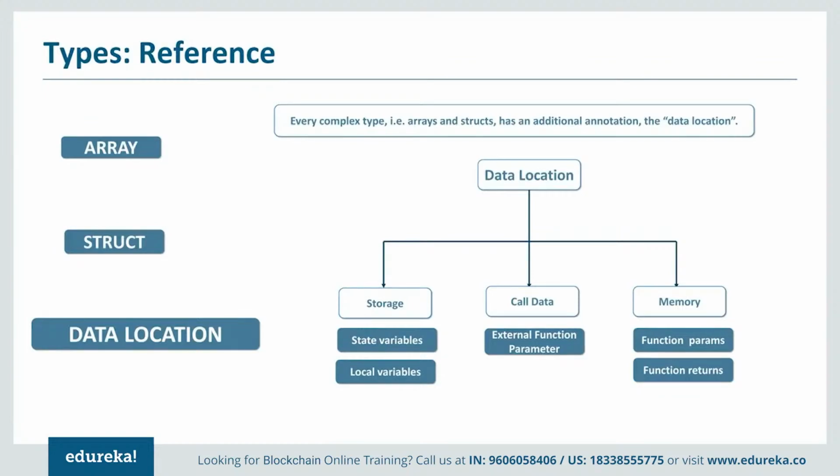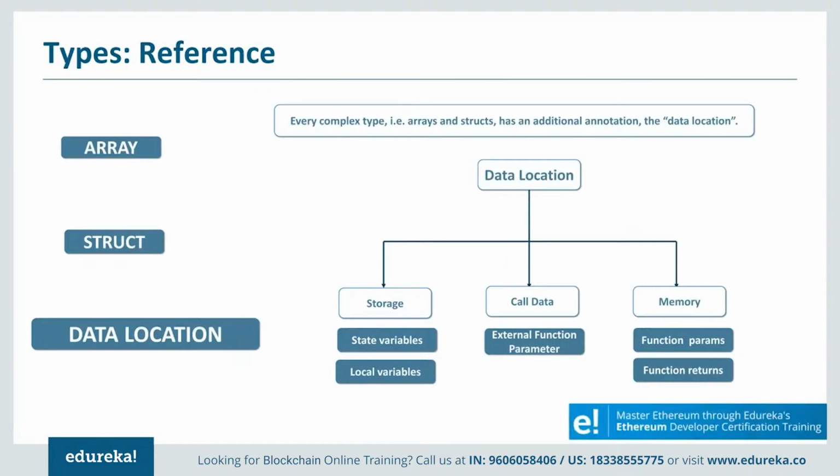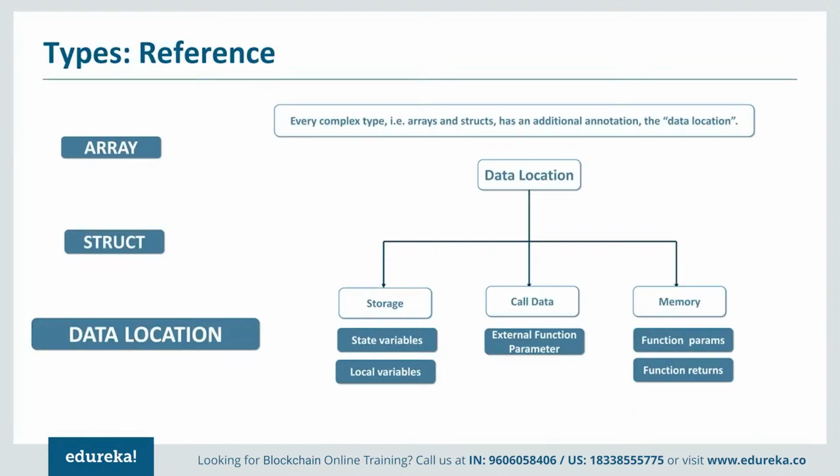There is also a third data location called call data, which is a non-modifiable, non-persistent area where function arguments are stored. Function parameters of external functions are also forced to call data and behave mostly like memory. Data locations are important because they change how assignments behave. Assignments between storage and memory, and also to a state variable, always create an independent copy. Assignment to a local storage variable only assigns a reference though, and this reference always points to the state variable even if it is later changed in the meantime.